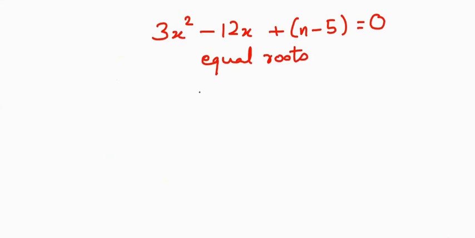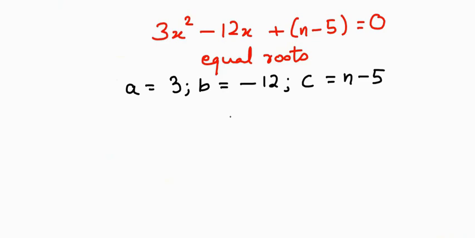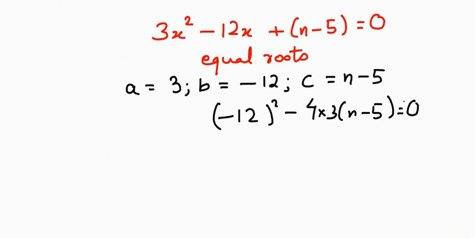For this equation, again b square minus 4ac will be 0. B here is the coefficient of x, that is minus 12. A is the coefficient of x square, that is 3. And c, the constant term, is n minus 5. So here b square, minus 12 square, minus 4 into 3 into n minus 5 is equal to 0. We'll shift this to the other side.